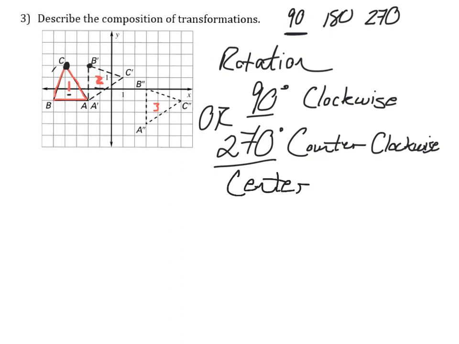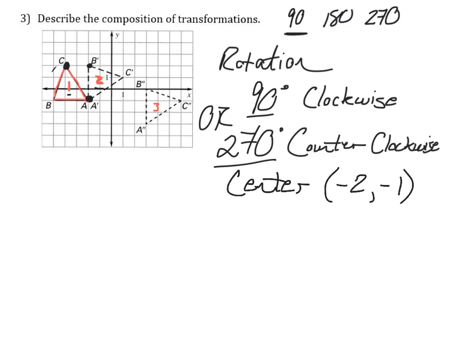And the next thing I want to include is what's my center of rotation? Typically it's around the origin. But in this case, if you notice, A and A prime are at the same exact location. It has not moved. So what that tells me is that my center of rotation is at that point, because A and A prime are in the same exact location. So my center is going to be at (-2, -1).